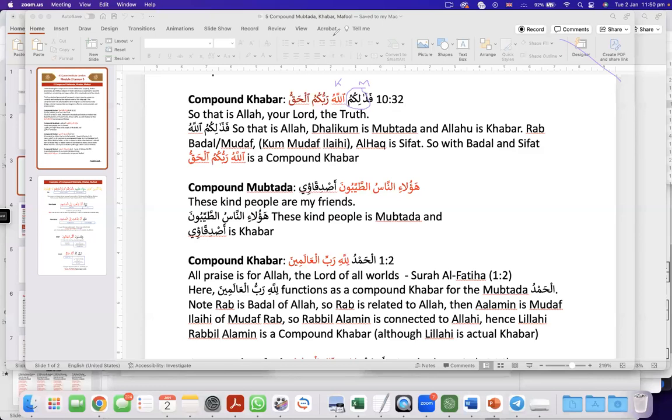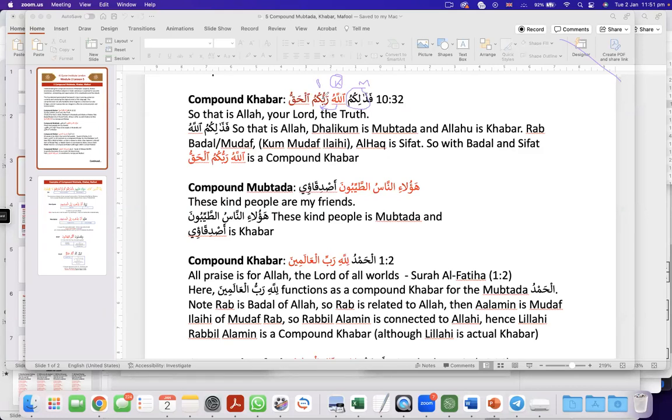We now have established, Brother Muhammad, that this is khabar, it's fine. But what is Rab then? Rab is badal of Allah. That means there's a connection here, Brother Muhammad. This badal cannot work without this. This is connected. Allah is now expanding the family. Okay, it's part of this, connected.